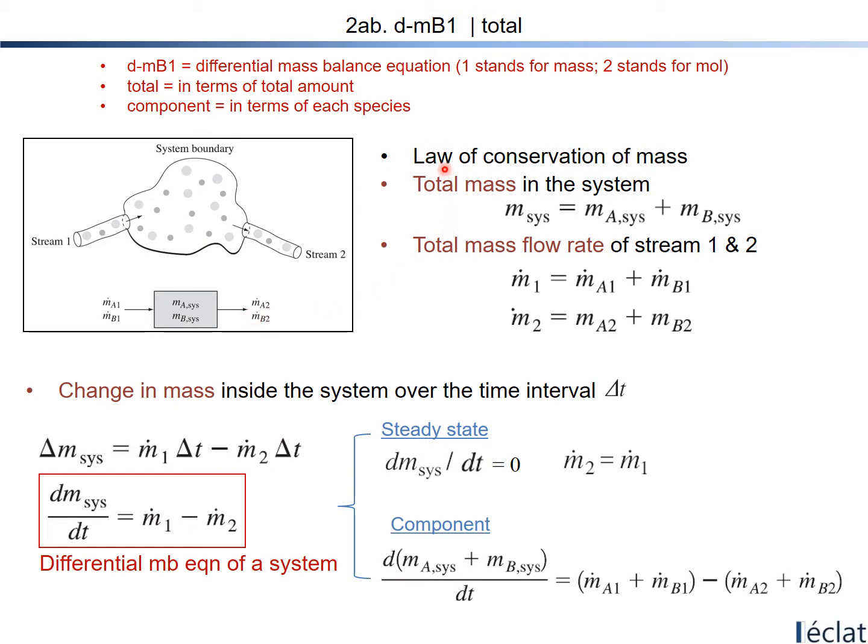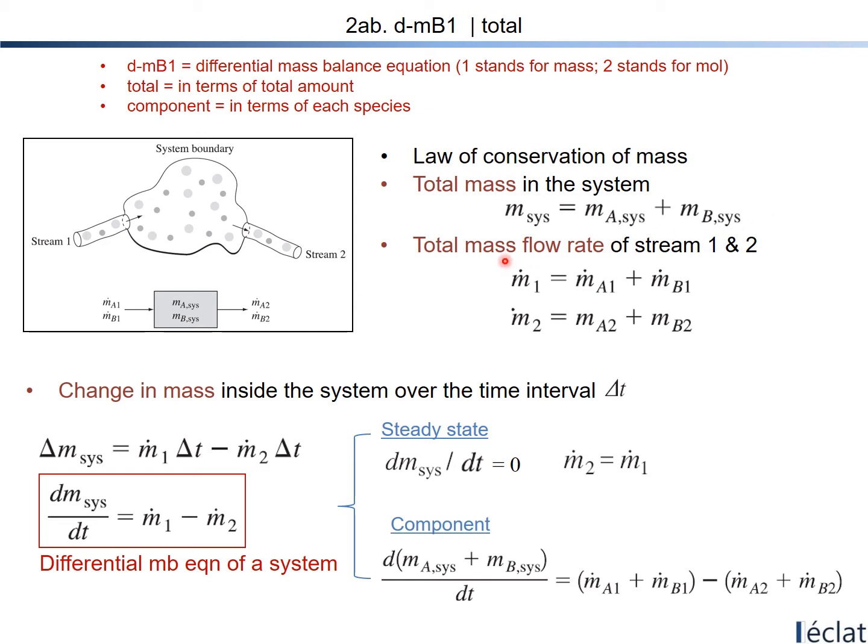Let me start with the law of conservation of mass. The total mass in the system is equal to the total mass of component A inside the system plus component B. Of course, there is no generation term and no consumption term inside the system because we are thinking about mass instead of moles. There is no increase or decrease in mass.